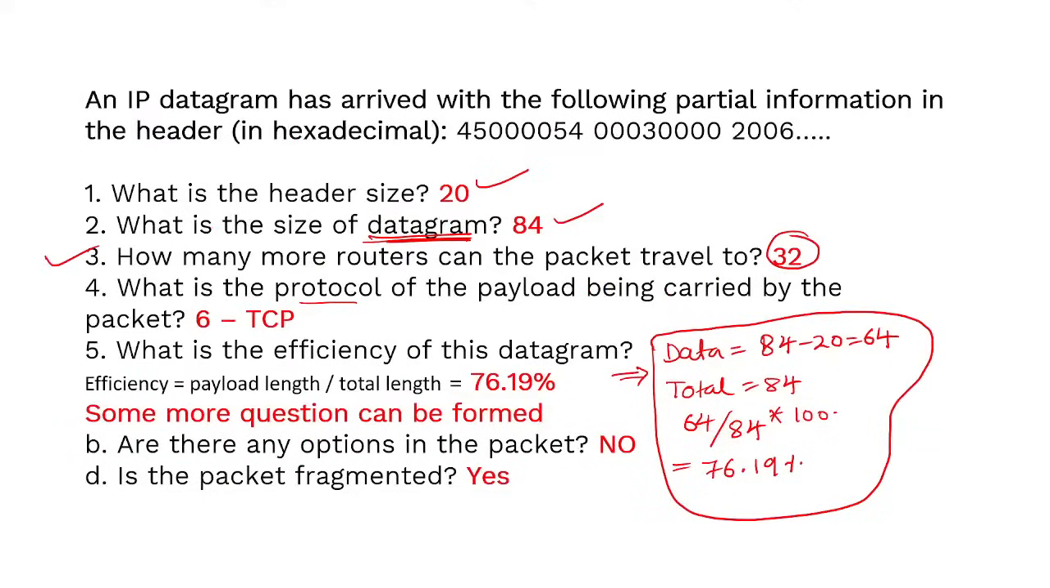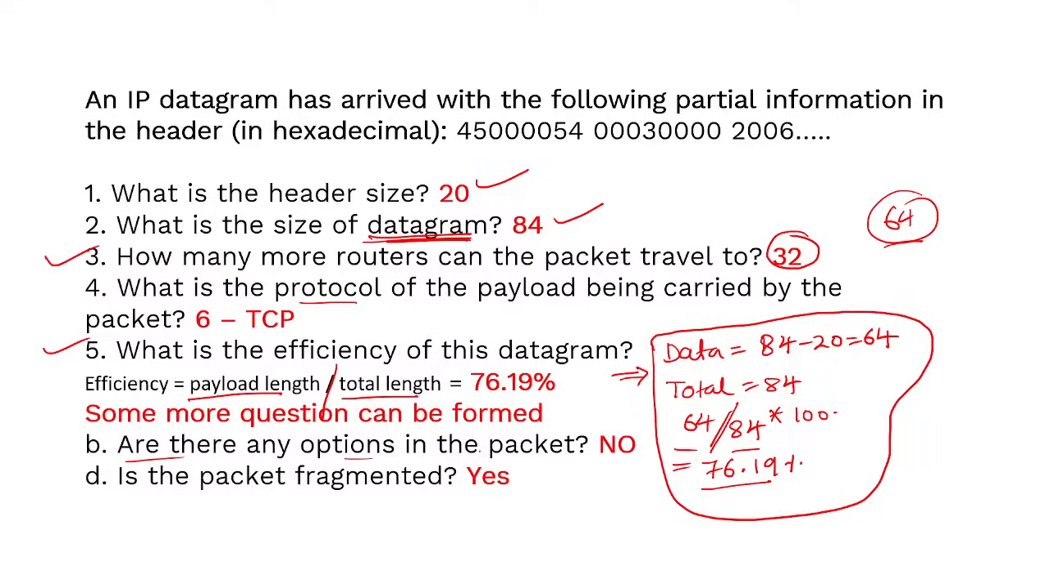Okay. Then finally the last one is, what is the efficiency? Efficiency is payload divided by total length. So the payload is actually 64, that is your actual data size, and divide by 84, that is your total length. So 64 by 84, you get here 76.19. That is the answer. Other than that, some questions can be there.